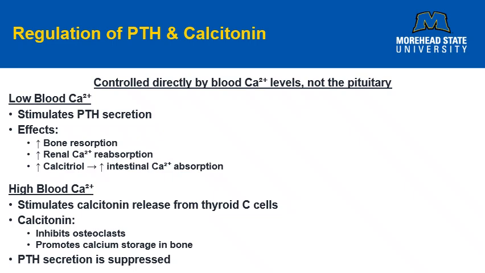Okay, so it stimulates calcitonin release from thyroid C cells. All right, and in the process of doing that, it starts to inhibit the action and the function of osteoclasts, and it starts to promote calcium storage in bone. All right, so taking the calcium out of the circulation and starting to store it. And as with anything, negative feedback, PTH secretion is actually suppressed, which supports the ability to reduce the amount of active vitamin D.